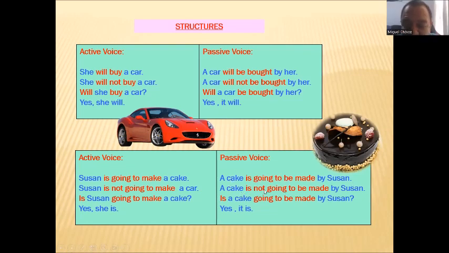A cake is not going to be made by Susan. Is a cake going to be made by Susan? Yes, it is. Then we can find the three basic sentences in the passive voice too: affirmative, negative, or interrogative with your answers.